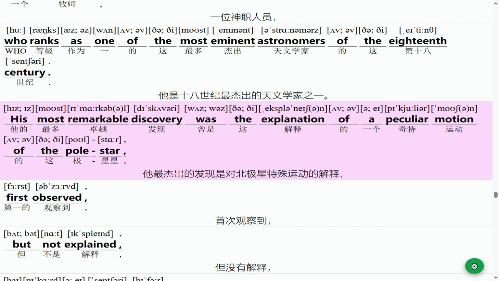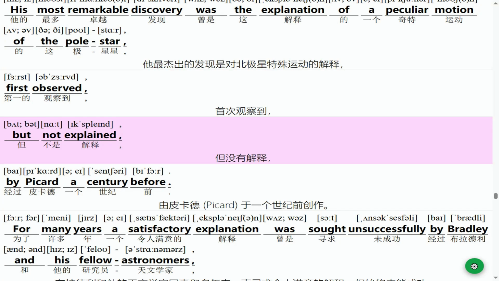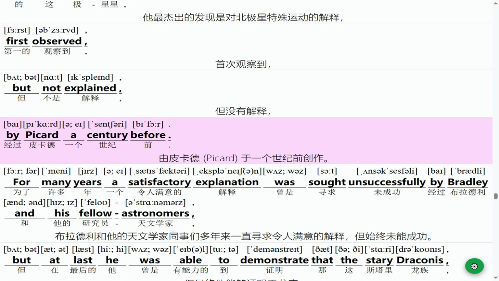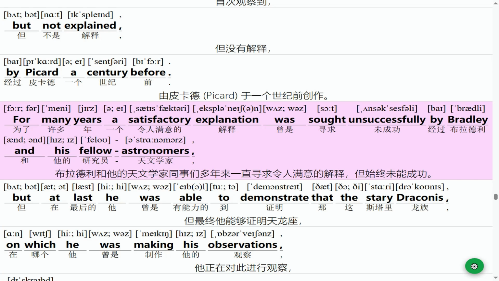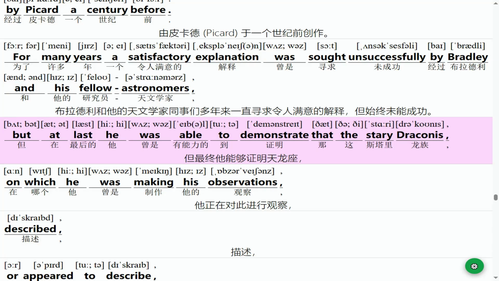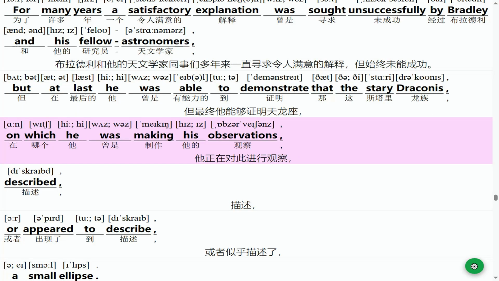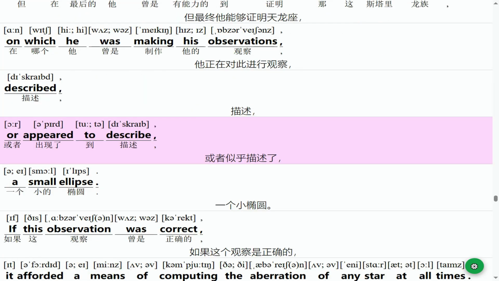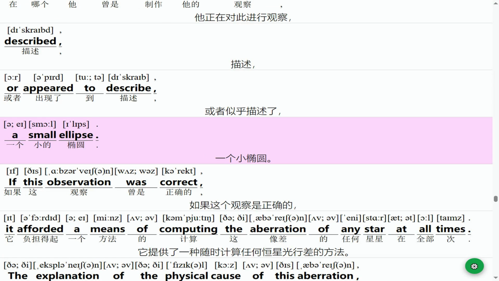His most remarkable discovery was the explanation of a peculiar motion of the pole star, first observed, but not explained, by Picard a century before. For many years a satisfactory explanation was sought unsuccessfully by Bradley and his fellow astronomers. But at last he was able to demonstrate that the star Gamma Draconis, on which he was making his observations, described, or appeared to describe, a small ellipse.